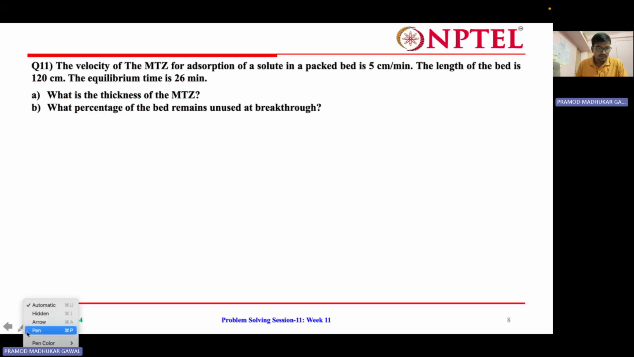So moving to the numericals. Here is the statement: the velocity of the MTZ, mass transfer zone, for adsorption of a solute in a packed bed is 5 centimeter per minute. The length of the bed is 120 centimeter. The equilibrium time is 26 minutes. We have to calculate the thickness of the MTZ, and second, what percentage of bed remains unused at breakthrough.